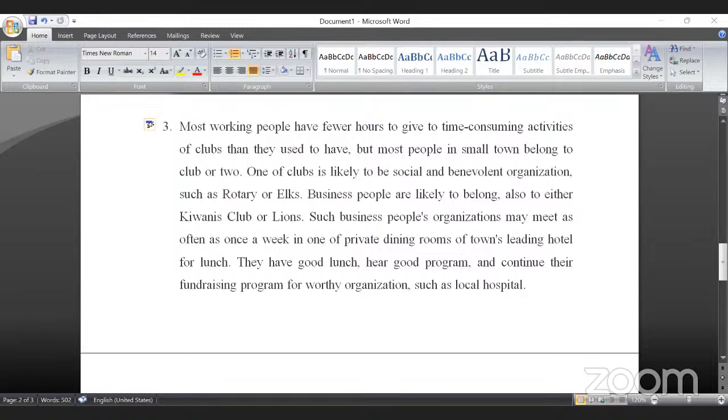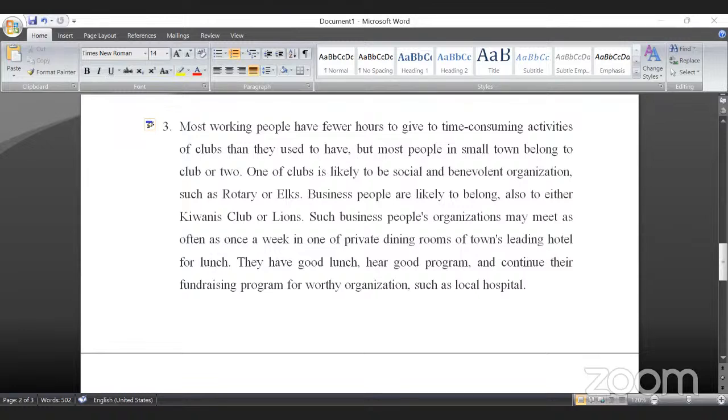Ma'am, then what about "hours to give to the time-consuming activities"? Like in the same sentence, most working people have fewer hours to give to the time-consuming activities. Do you need "the" there? We are specifying one part of the activities that is time-consuming, so I think we need it.